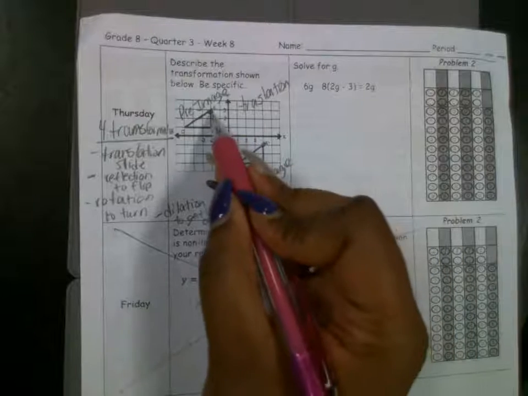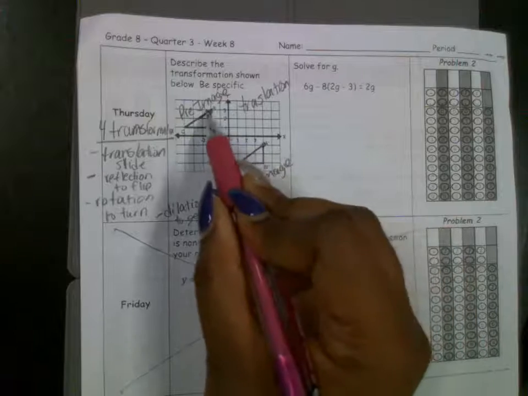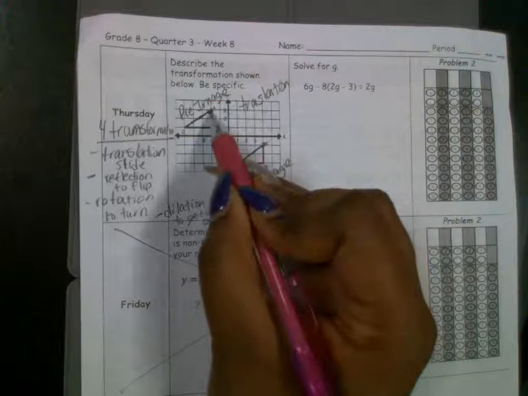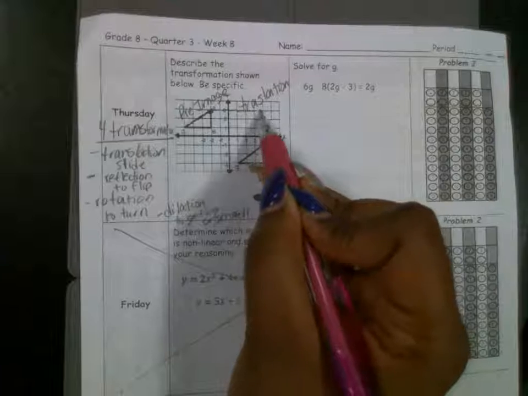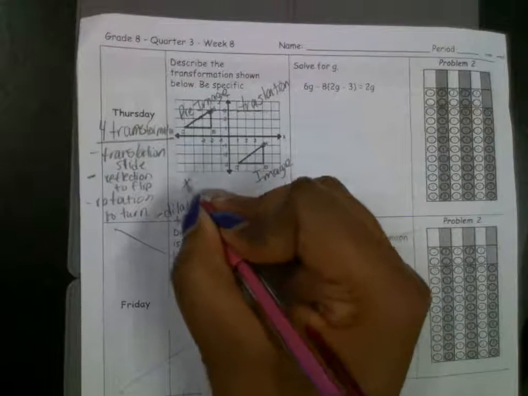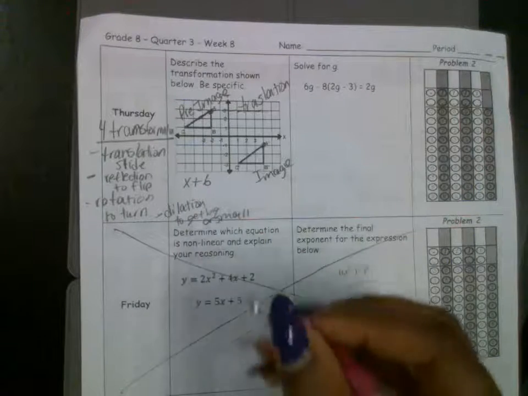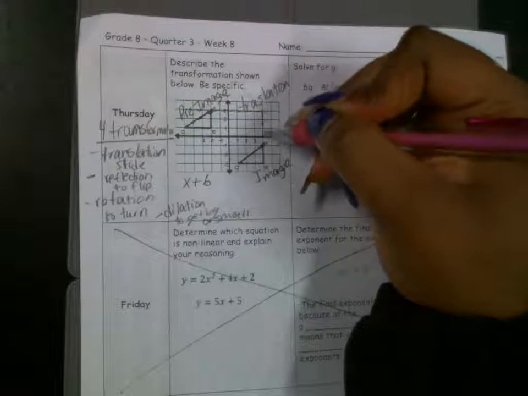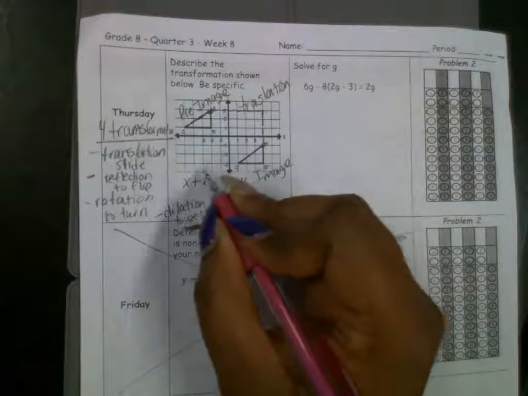All right. How far did you slide to get from A to A prime? You went over to the right. How many times? 1, 2, 3, 4, 5, 6. Very good. So this is x plus 6. If you went to the left, that's x minus 6. And then you went down. 1, 2, 3, 4. So that's going to be y minus 4. This is the rule.